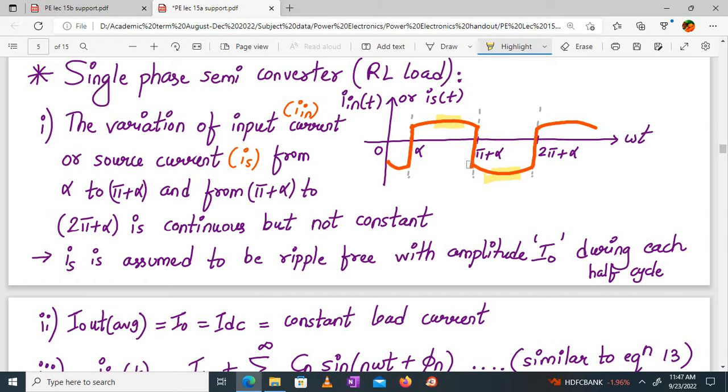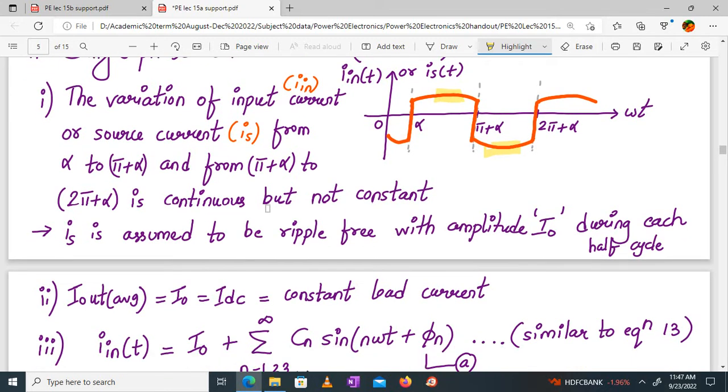So here one more thing is there. From 0 to alpha, my source current is 0. And from pi plus alpha to 2 pi plus alpha, again my source current is 0. So I can define my period also. And from alpha to pi plus alpha and pi plus alpha to 2 pi plus alpha, the current is continuous but not constant. Why is it continuous? Because load current is continuous. अगर load current constant रहता, then this also would have been constant.